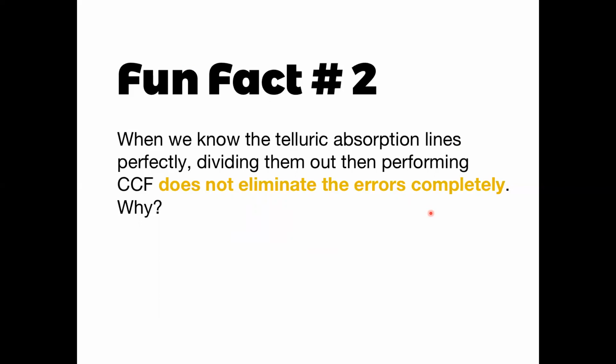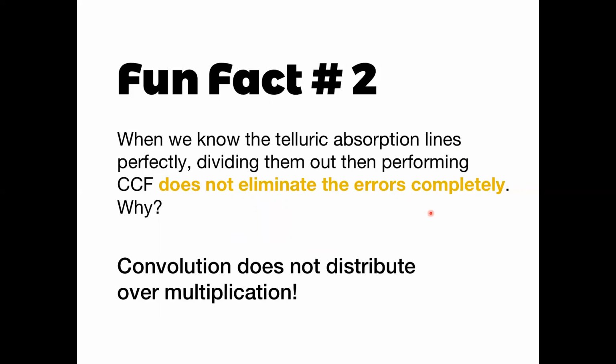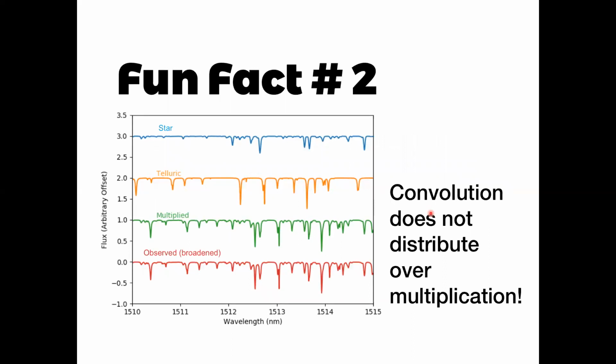Well, the answer is this very important sentence. Convolution does not distribute over multiplication. What does this mean? All right, let's go back to this picture of how tellurics enter the picture. You have your stellar spectrum, you have your telluric spectrum, you multiply the two to mimic the process of telluric absorption in the atmosphere. You have the multiplied spectrum, and then it goes through your spectrograph and it gets broadened, right? This process is convolution. You convolve this multiplied spectrum by your line spread function, right? So you have to multiply first and then convolve.